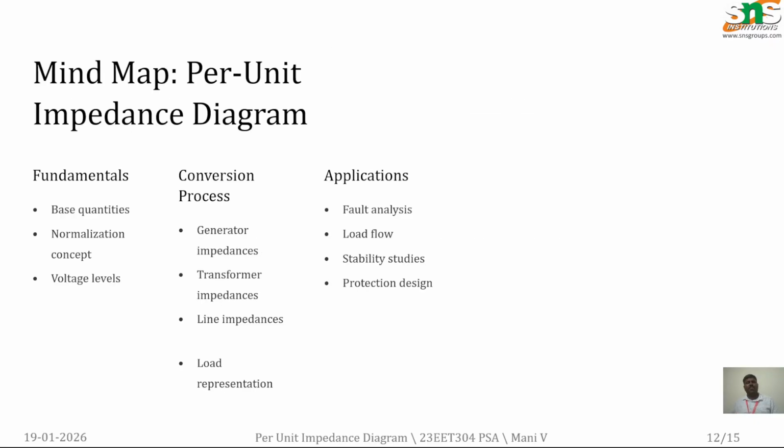So this is a mind map of the per unit impedance diagram. At the fundamental stage, we have to calculate the base quantity, normalize the concept, and consider the voltage level. At the time of the conversion process, the generator impedance has to be calculated, the transformer impedance, the line impedance, and the load representations. The application can be used for fault analysis, load flow, stability study, and protection of the entire power system.